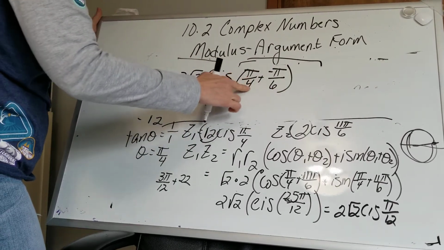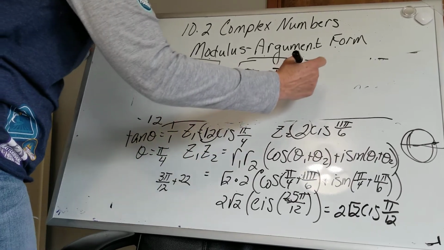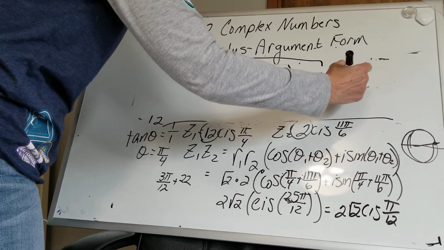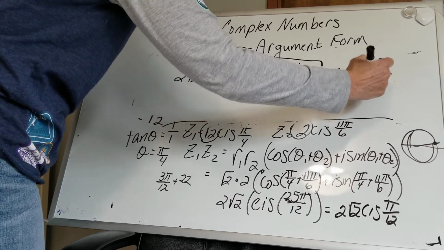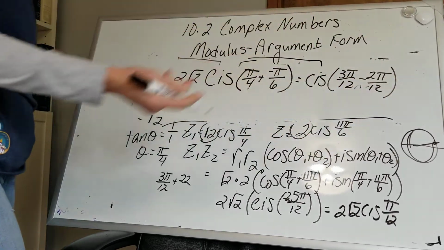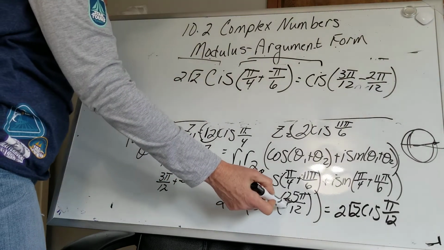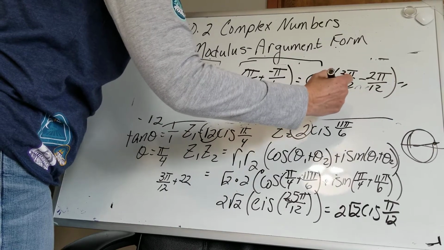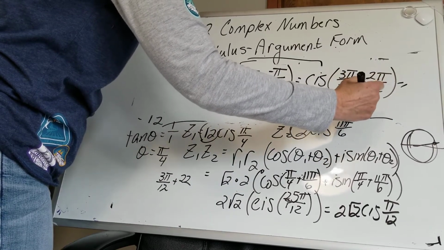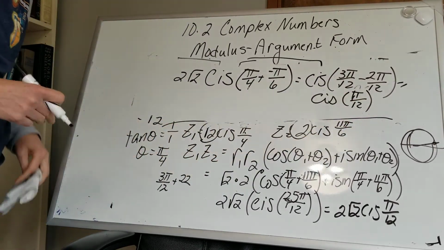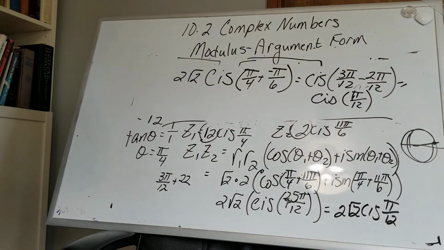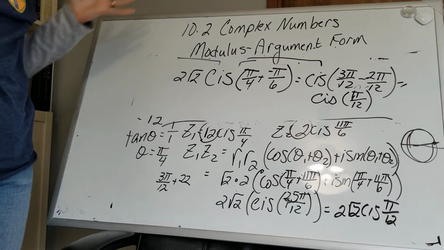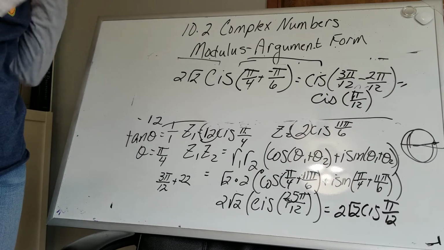Here, when I get a common denominator, it's still 12. I'm going to get 3 pi over 12 minus 2 pi over 12. And notice here, I don't have to worry about simplifying my answer. It's already going to be simplified. So there is an advantage to using, if you're in the fourth quadrant, that negative angle instead of the positive angle. But ultimately, you're going to get the same answer, so it really is a matter of preference.